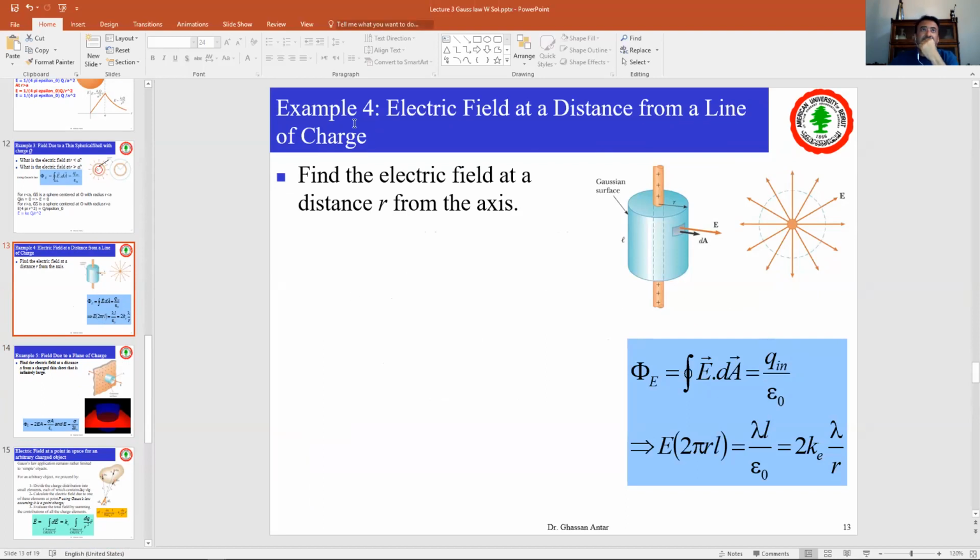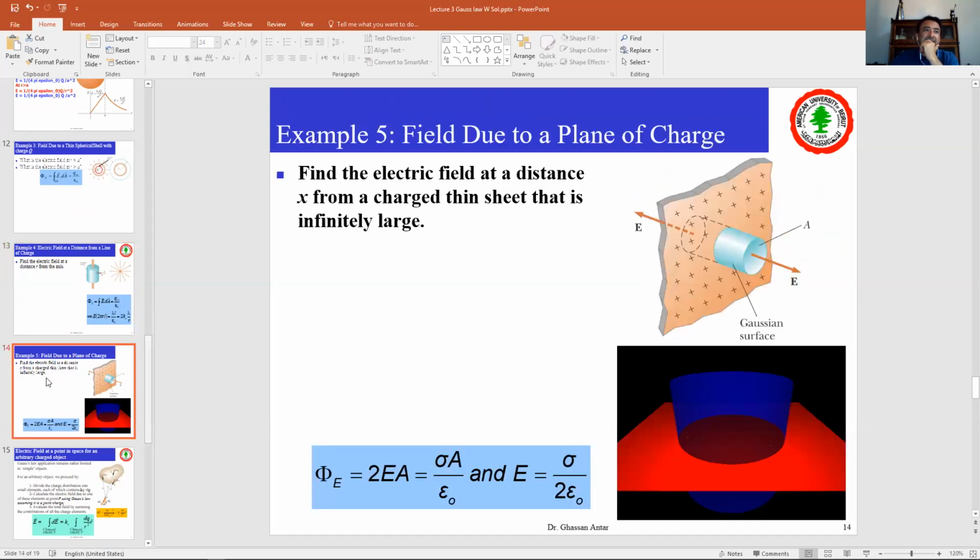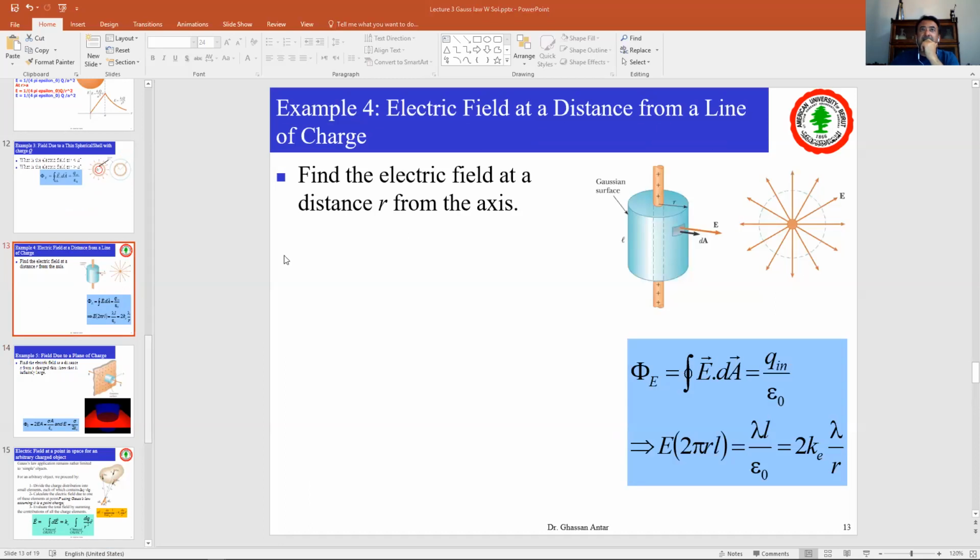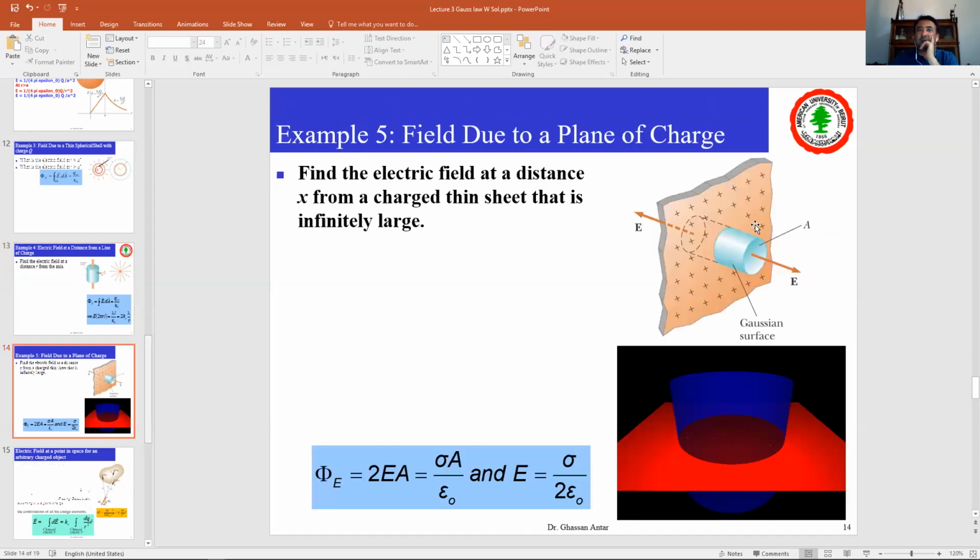Let me see, participants, questions? Which two? This one here, problems 13 and 14. In 13, find the electric field at distance r from the axis. Basically, you will have to show that it's equal to 2 k e lambda over r. The other one is that you have an infinitely thin sheet and get the electric field outside this sheet. Please do it as I did it here.